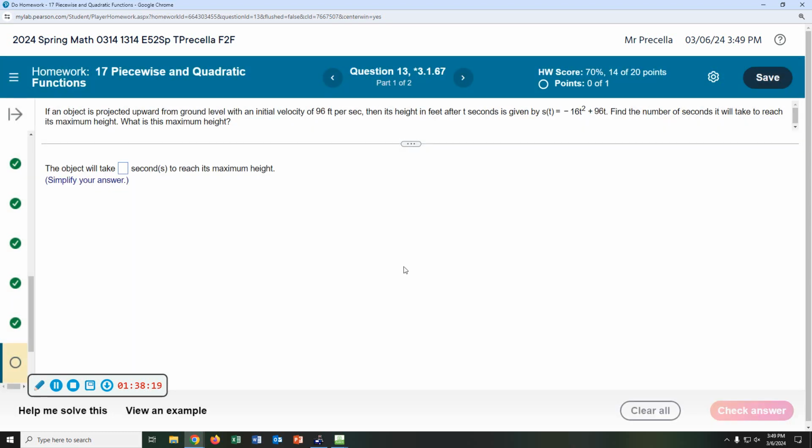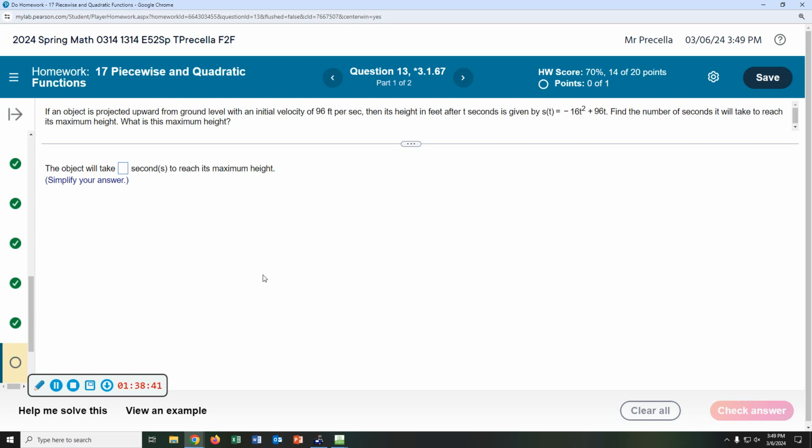One more minus b/2a. Let's see. If an object is projected upward from ground level with an initial velocity of 96 feet per second, then its height in feet after t seconds is given by s of t equals -16t squared plus 96t.